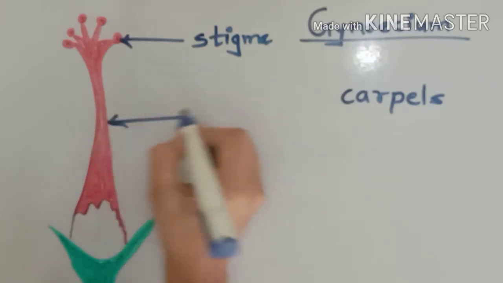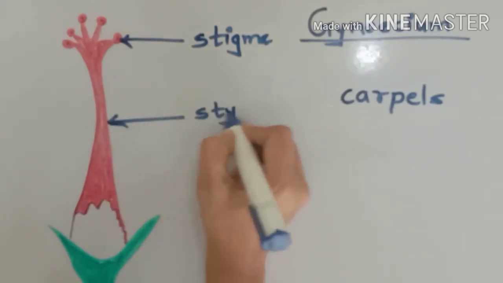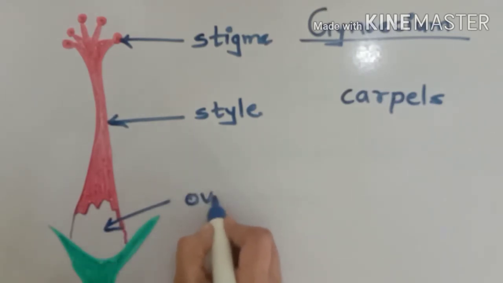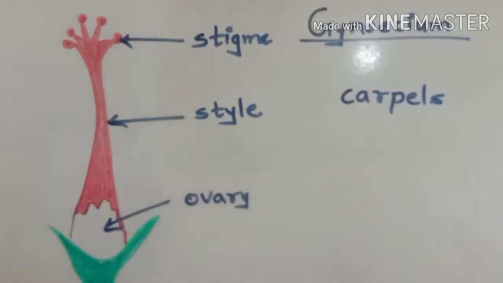Style. And ovary. Due to pollination, ovules in the ovary get fertilized. Fertilized ovules form the seeds and ovary develops into a fruit.